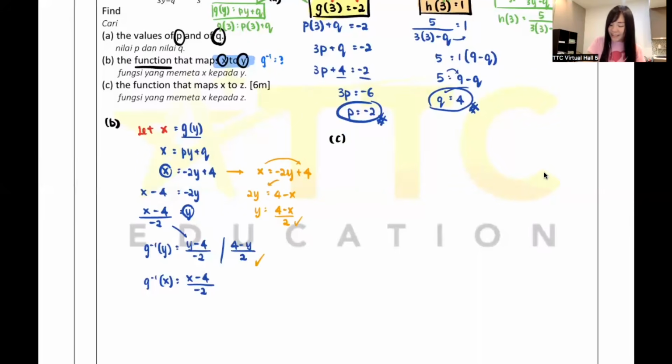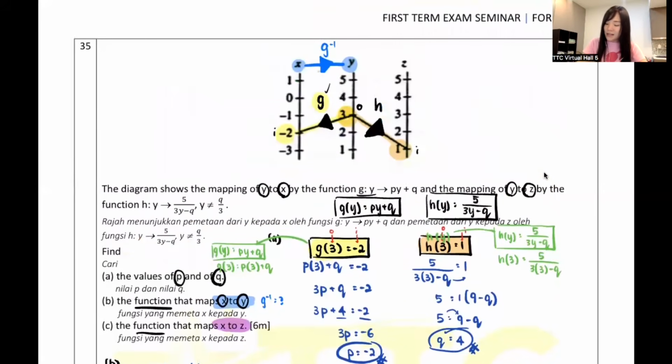C, they say, find the function x to z. Okay, guys, now they suddenly want x to z. Let's go back to the diagrams. Let's see, x here, z here, like that, called x to z. So can anyone tell me, x to z, what is the name for the bridge?